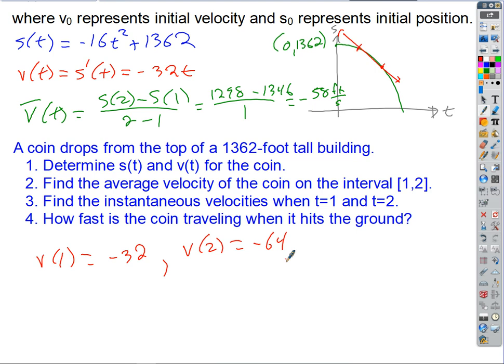We getting this? Okay? Last question. How fast is the coin traveling when it hits the ground? This is the one I'm interested in. This is really cool. So think about this. How are we going to find it? Good. So we're going to set that equal to 0, right? We want to know when the position is equal to 0. That means hitting the ground.